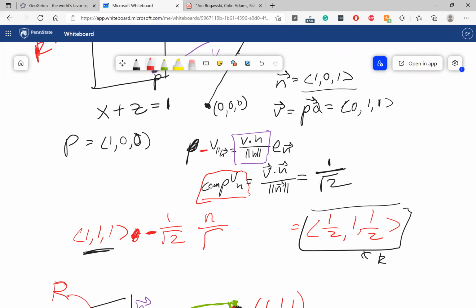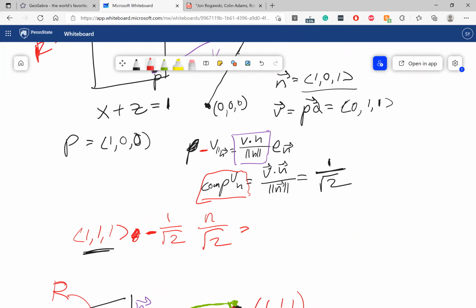Let me actually write this here. So this is going to be equal to 1, 1, 1 minus 1/2 times the vector n. Okay, and what is this? So this is 1, 1, 1 minus, and the vector n is the vector 1, 0, 1. So you put the 1/2 in and you get 1/2, 0, 1/2.